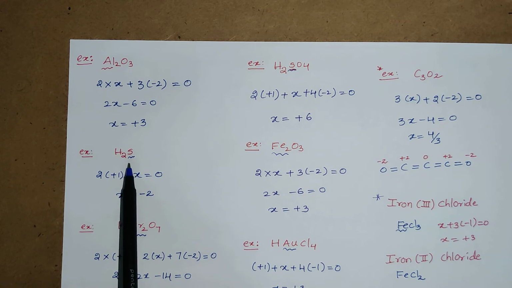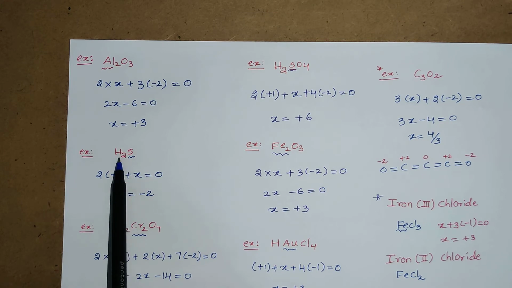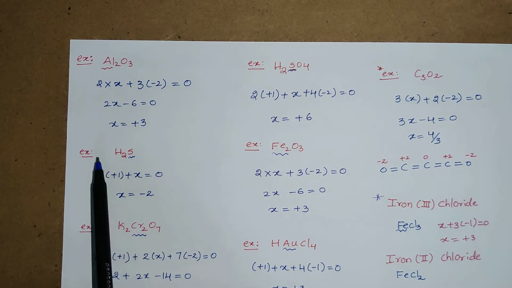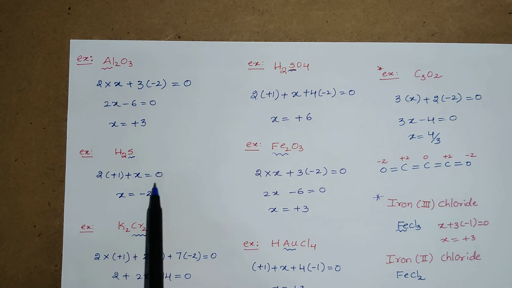H2S. What is the oxidation state of sulfur? Hydrogen is always plus 1, so 2 into plus 1. The oxidation state of sulfur is taken as X. No charge is present on the whole molecule, so it is equal to 0. Then X is equal to minus 2.